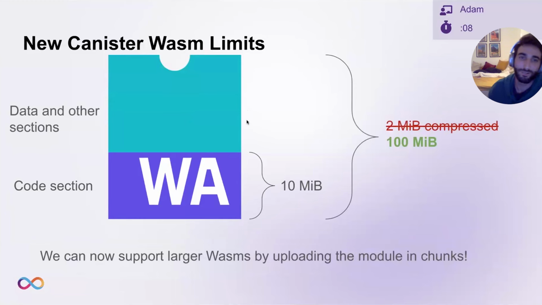And after this change, we'll still have this 10 megabyte limit on the code section, but now the total WASM size will be allowed to be up to 100 megabytes. So it's quite a bit larger. But we still have the same 10 megabyte limit on the code section. Next slide.